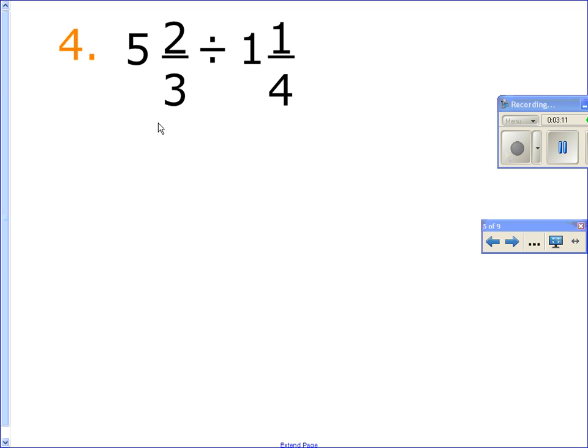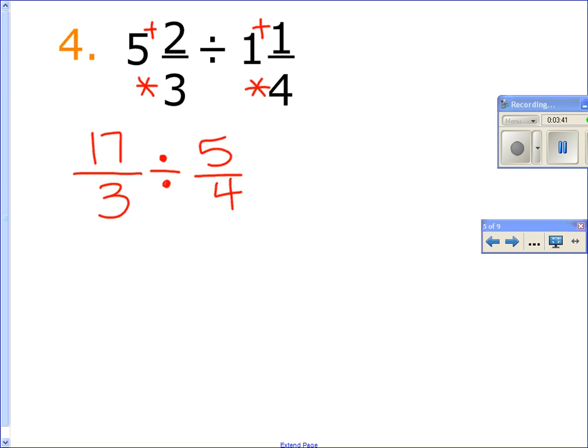Now we do have mixed numbers for this problem, so we're going to change those to improper fractions. Remember, you multiply the denominator times the whole number. 3 times 5 is 15, plus the numerator, so you have 17/3. Keep the division sign for now because you're still changing the mixed numbers into improper fractions. So you have 4 times 1 is 4, plus 1 is 5/4. So now you have your improper fractions, and you can do your step 2.